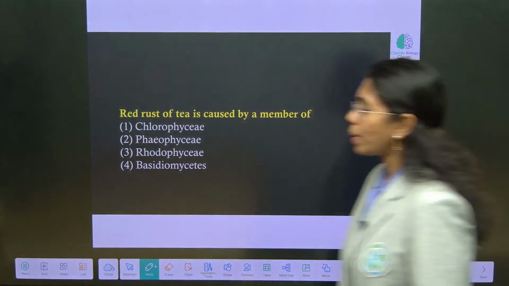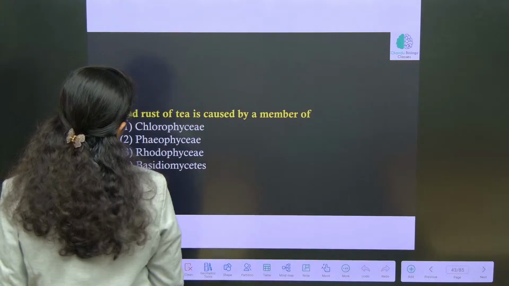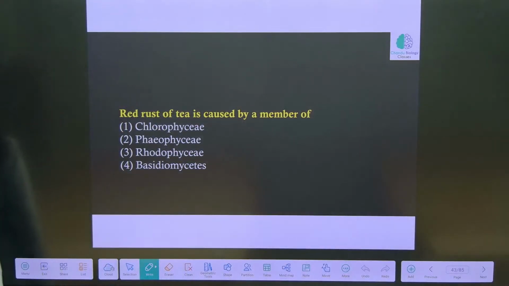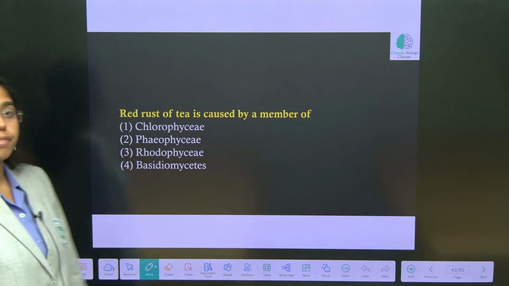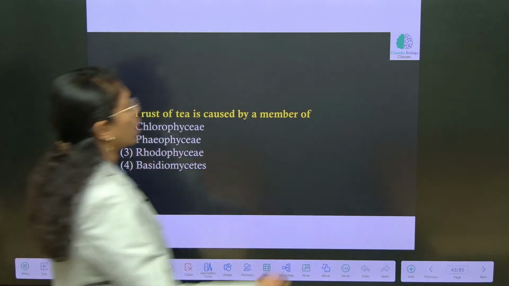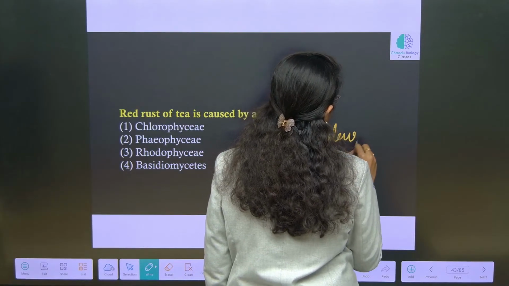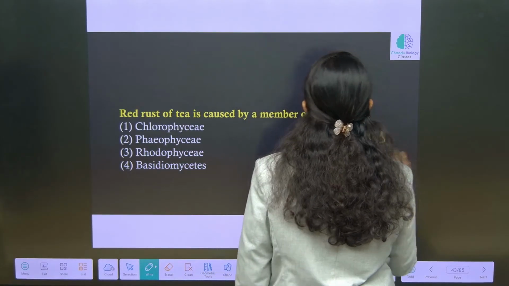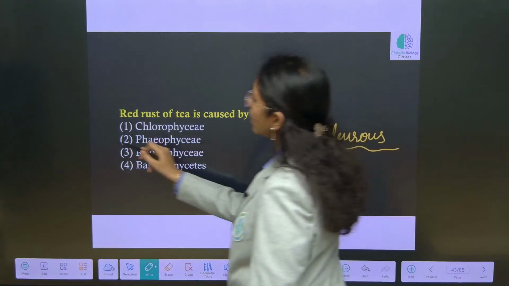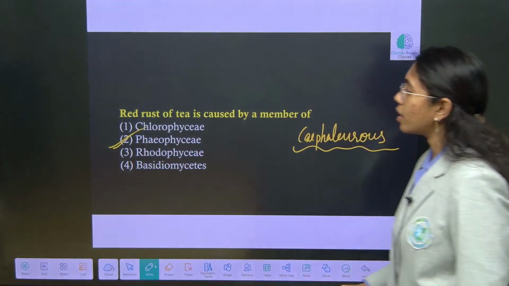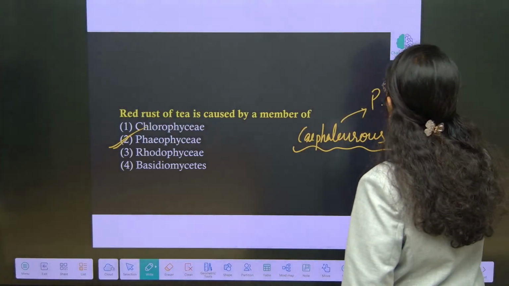The question is from algae. Sorry. Yeah, the question is from algae. Red rust of tea is caused by members of Cephaleuros. Which is a brown algae, belongs to the class Phaeophyceae. This causes red rust of tea, which is a parasitic algae.